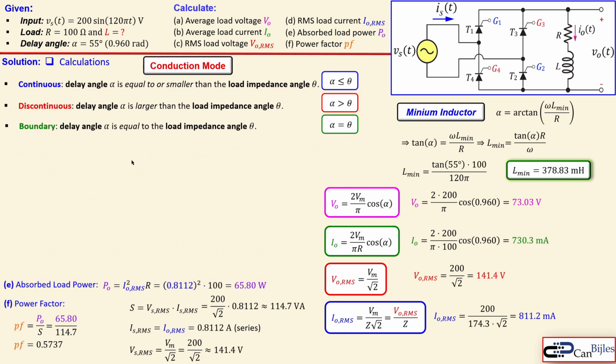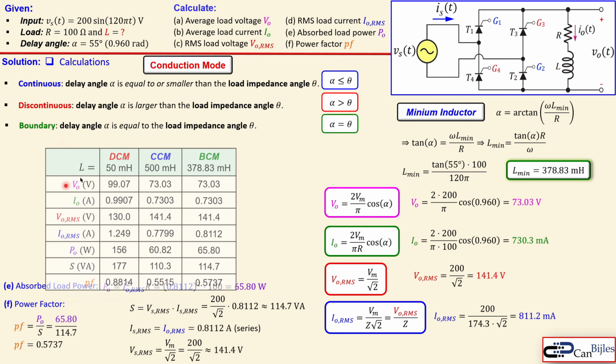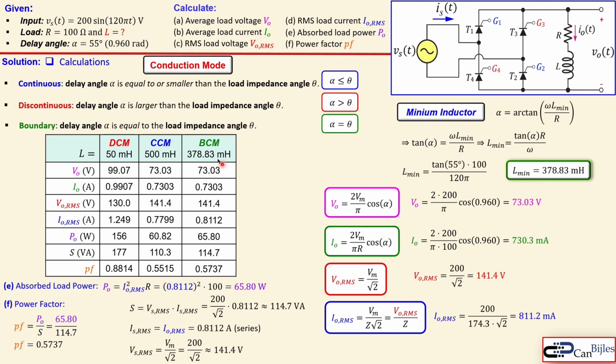So let's check that. Let's make a summary of the situation that we have discussed so far, the continuous and the boundary, but also the discussion we have seen in the previous video where we have the DCM. I collect everything here. I think it's a nice summary, so you see in one picture what we have. This L was 50 millihenries in the previous video, and now the values are shown here for the average load voltage, load current, etc., up to the power factor.